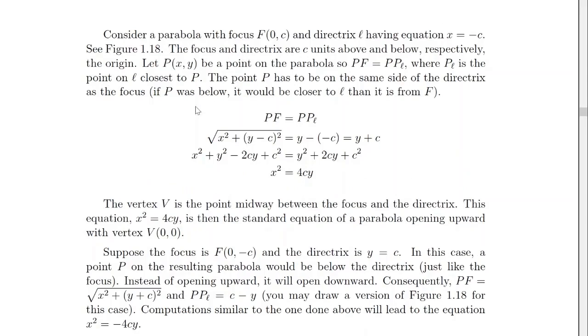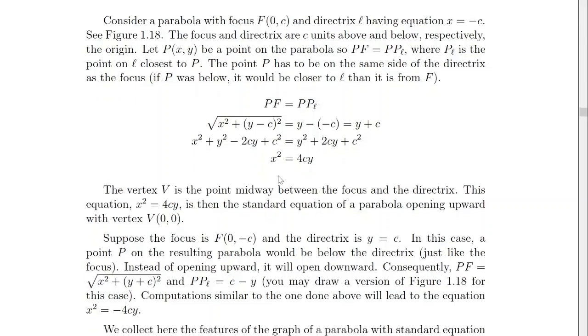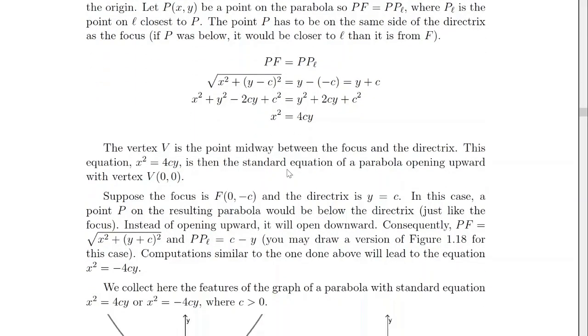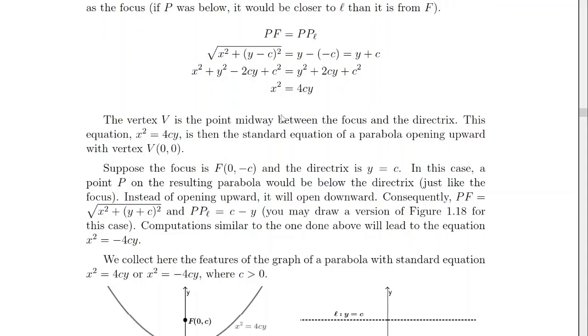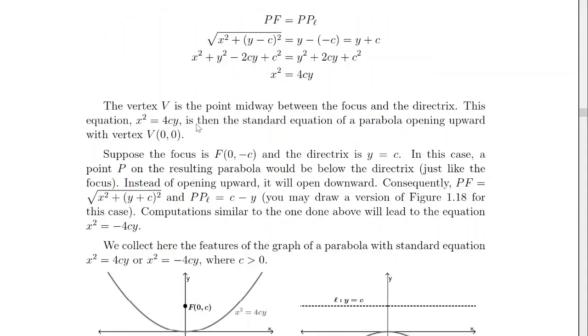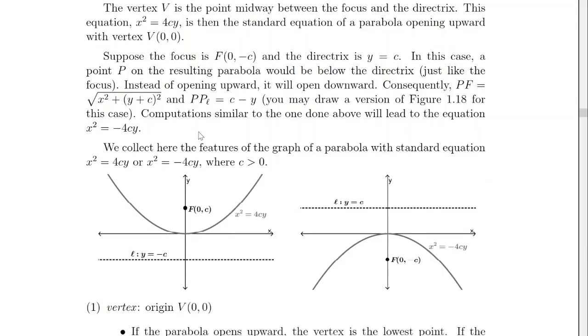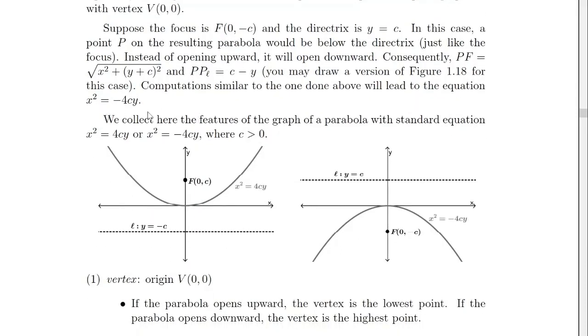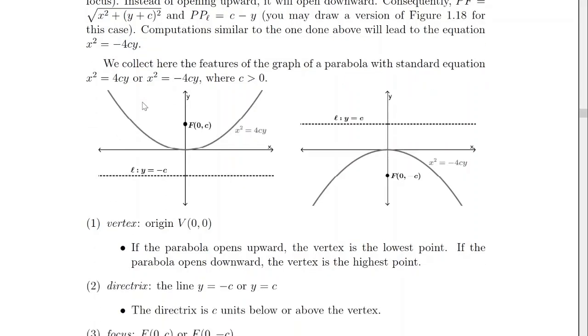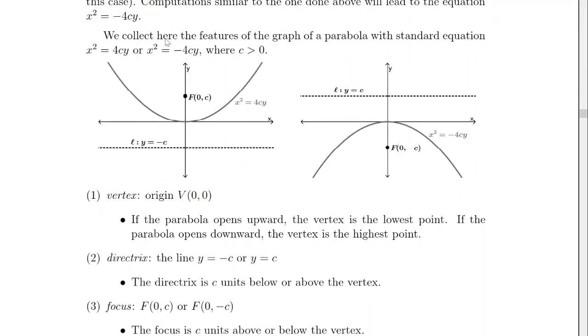At this point, this is how the formula for the parabola was derived. We have x² = 4cy. That is the simplest form, with vertex at the origin. And the other one is x² = -4cy, also with vertex at the origin. The positive one, x² = 4cy, is a parabola that opens upward. So x and y here are points on this curve.